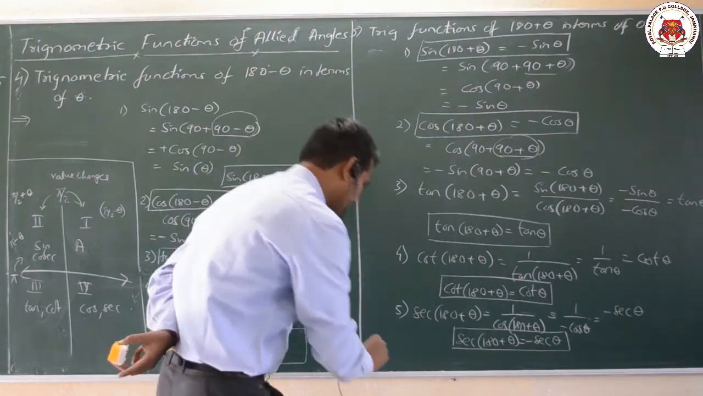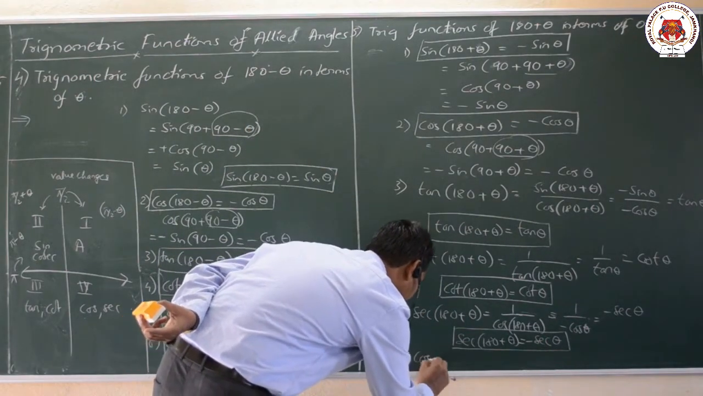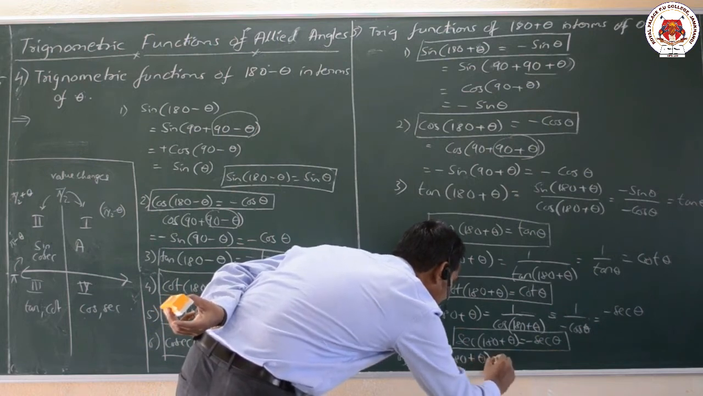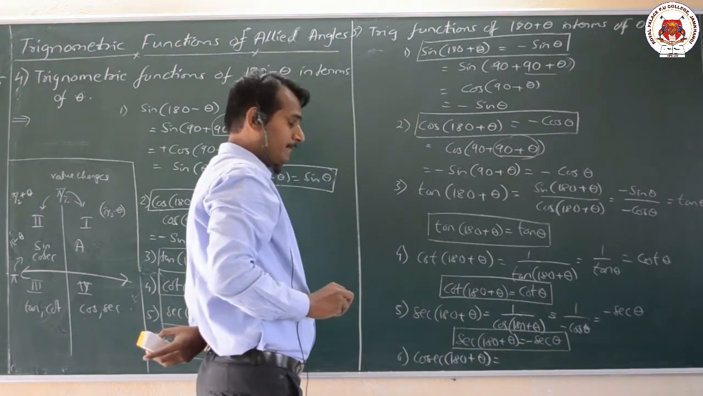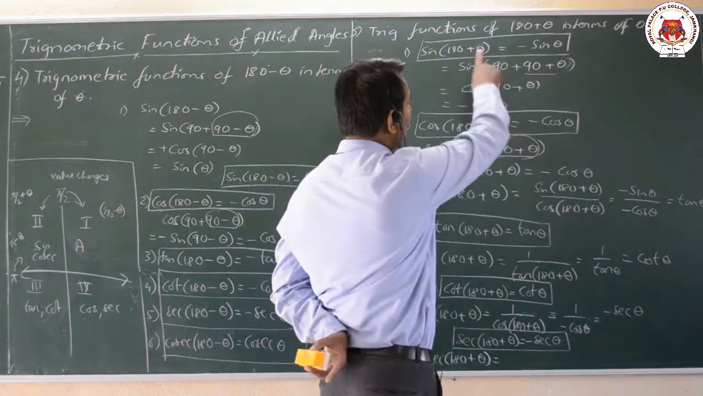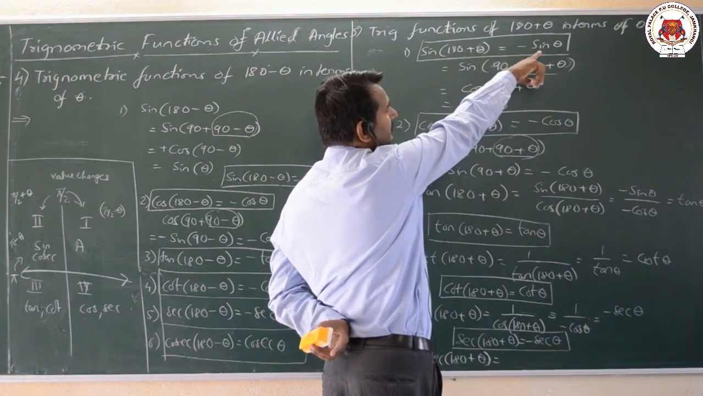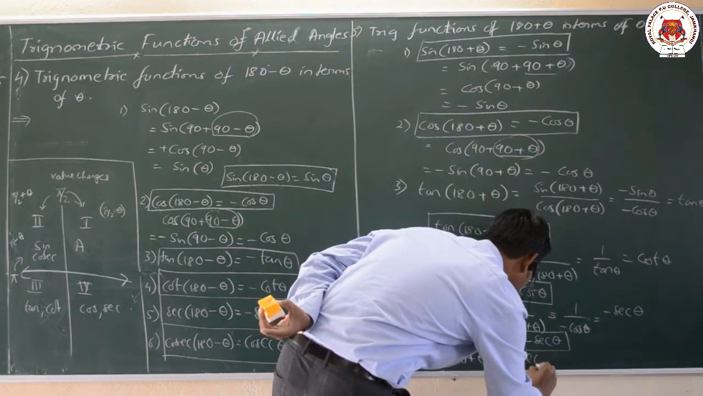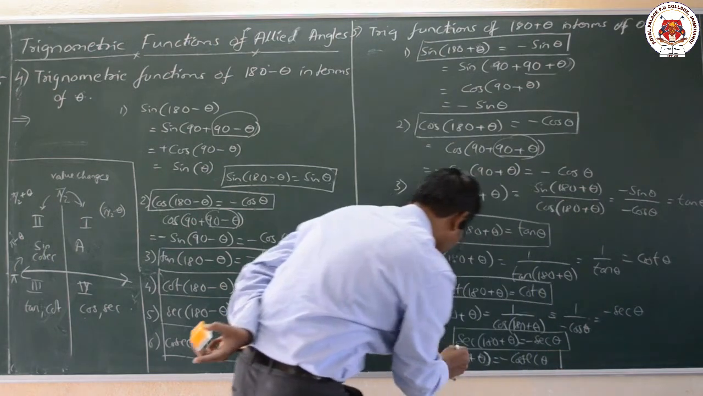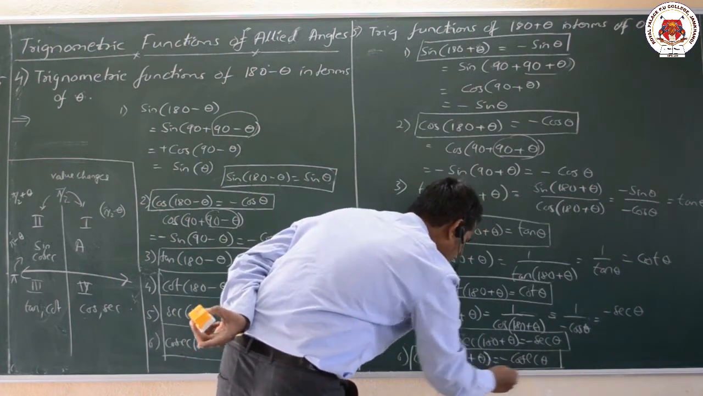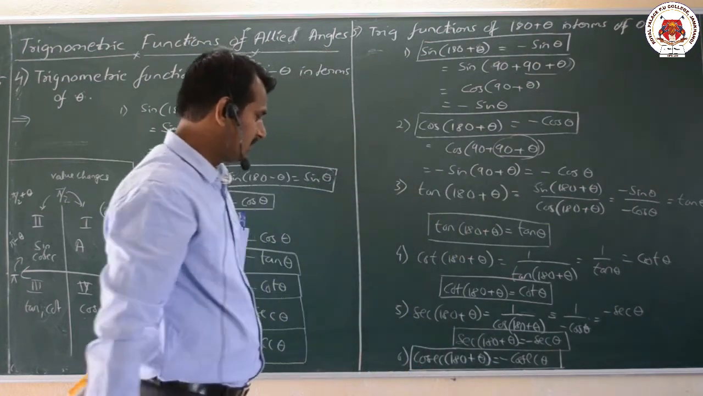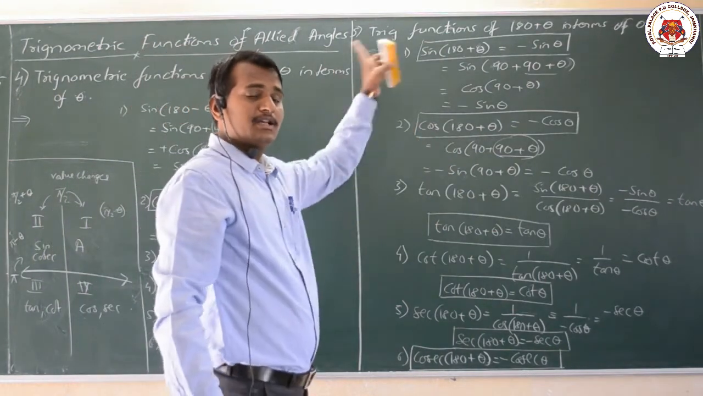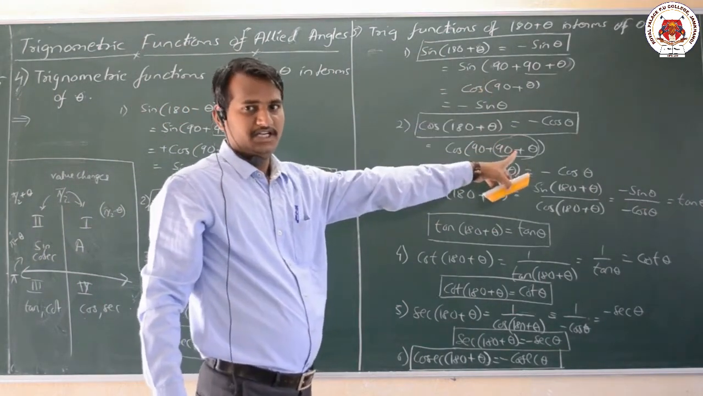And similarly the last one, cosecant of 180 plus theta, that is 1 by sine. 1 by sine, that is 1 divided by minus sine theta, that is nothing but minus cosecant theta. Okay dear students, these are all the trigonometric functions of 180 minus theta and 180 plus theta in terms of theta.